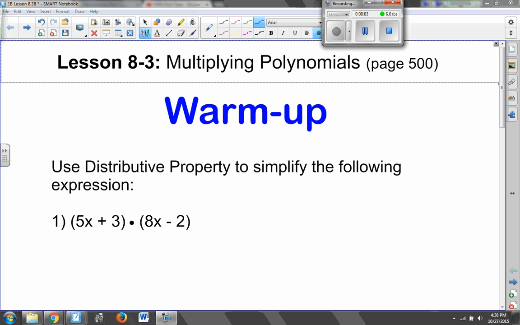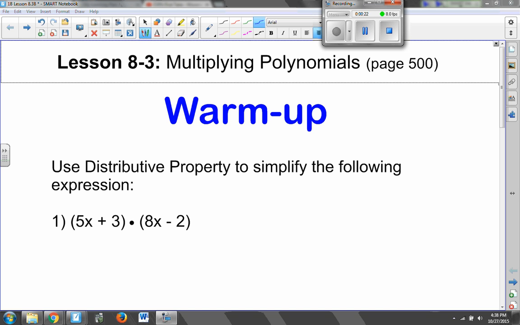All right, Algebra 1B students, welcome to part 2 of lesson 8.3 on multiplying polynomials. We are going to be looking today at multiplying a binomial, meaning 2 terms, by a trinomial, meaning 3 terms.